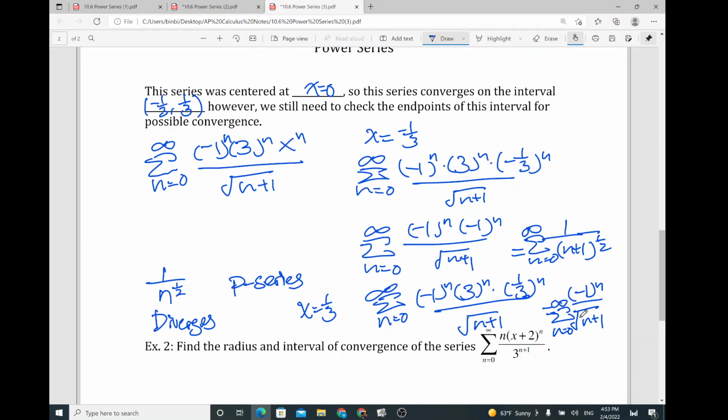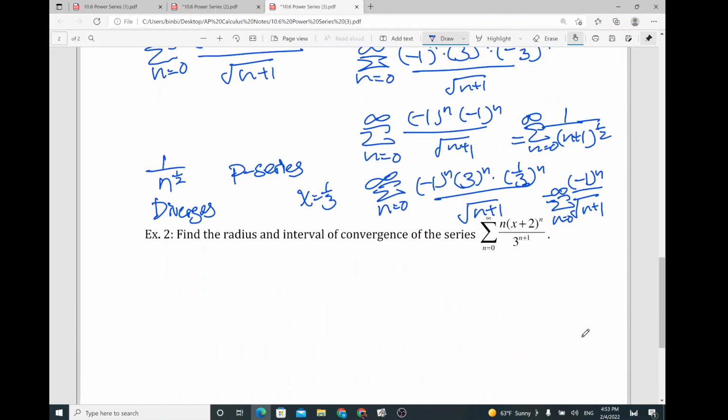And it's an alternating series. According to the alternating series test, I need more space, so I'll put it right here first. Limit as n goes to infinity of 1 over the square root of n plus 1. Obviously this one goes to 1 over infinity, which is 0. So it satisfies the first condition of the alternating series test.